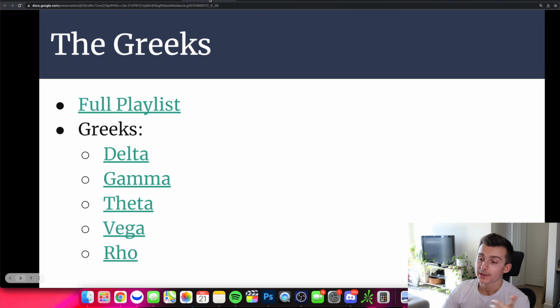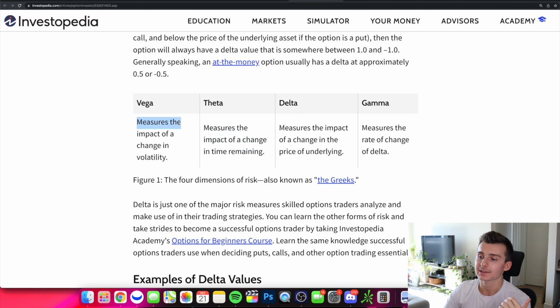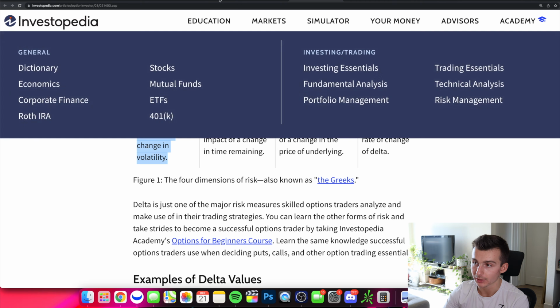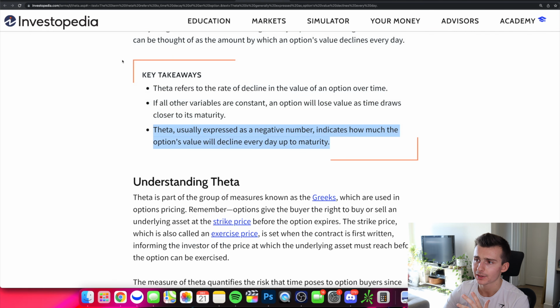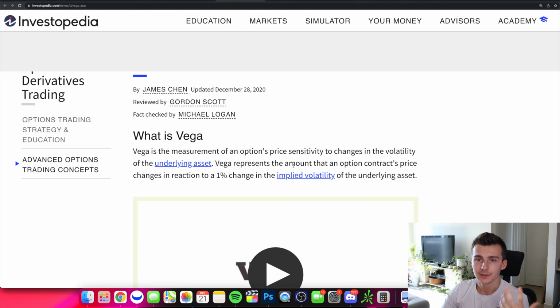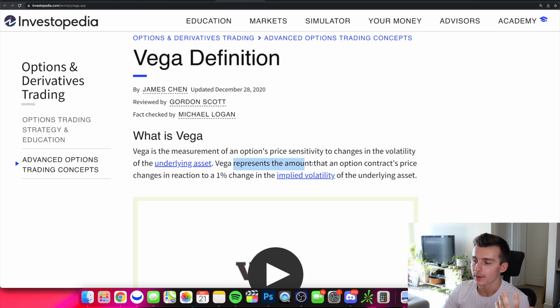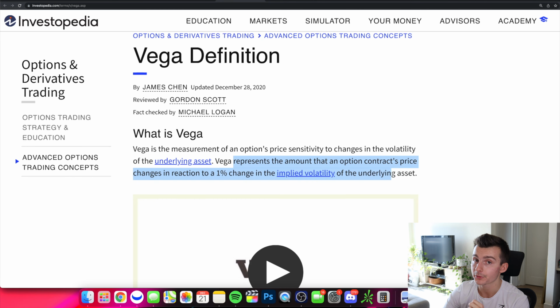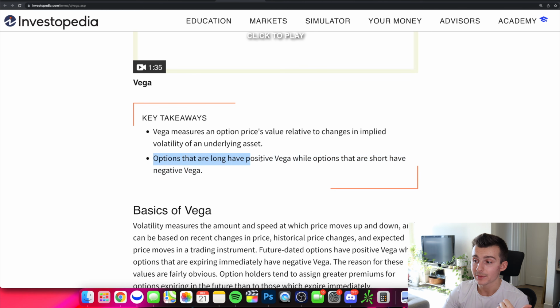Okay, so let's dive a little bit deeper here. Let's go to Vega and then we'll go to Rho. Vega measures the impact in a change in the volatility. Okay, so it starts to kind of get confusing here. So I do want to pull this up as well. This change in volatility, so Vega represents the amount an options contract price changes in reaction to a 1% change in the implied volatility of the underlying asset. Long options have a positive Vega, while short options have a negative Vega.